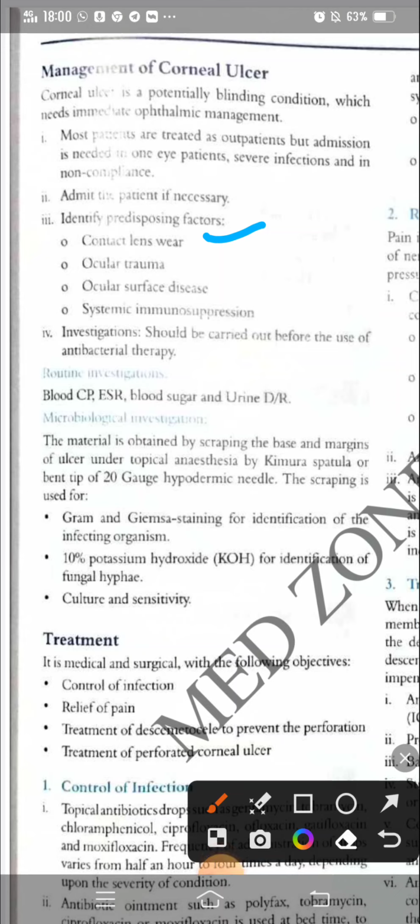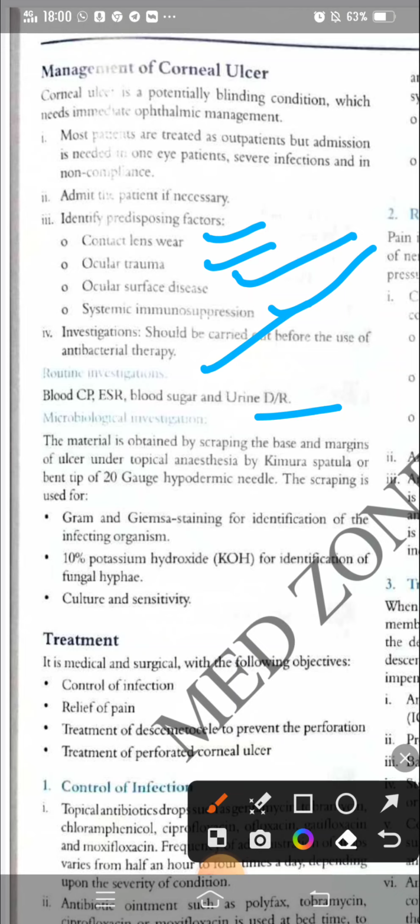Either he or she wears contact lenses, or there was any previous ocular trauma or any ocular surface disease, or the patient is immunosuppressed, which means diabetic or an AIDS patient or any other immunosuppressed patient, like older persons, who are also immunosuppressed. Then you would do investigations before starting antibacterial therapies. What are the routine investigations? You would do blood and urine tests. In the blood test, you would do CP, ESR, sugar, and in urine you would do the routine test.